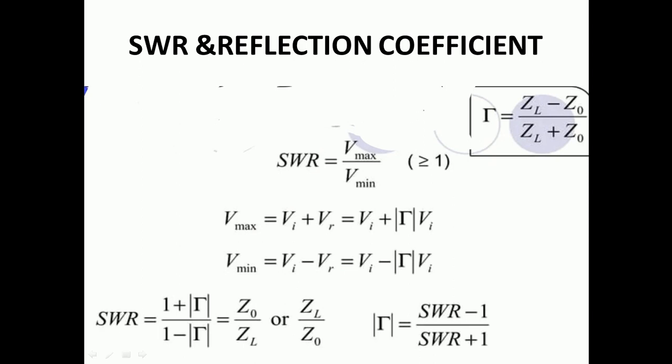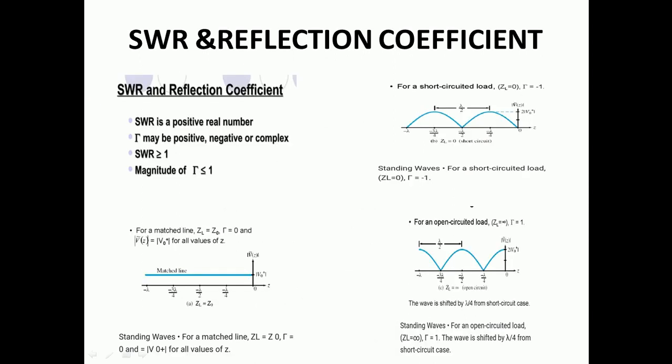Vi plus Vr can be defined as rho of Vi, because rho is the ratio of the reflected and incident voltage. So I am redefining the reflected voltage in terms of the incident voltage. Substituting for Vmax and Vmin, we get the general relation: SWR is equal to 1 plus rho divided by 1 minus rho, or rho is equal to SWR minus 1 divided by SWR plus 1. The same equation is plotted in the graph.